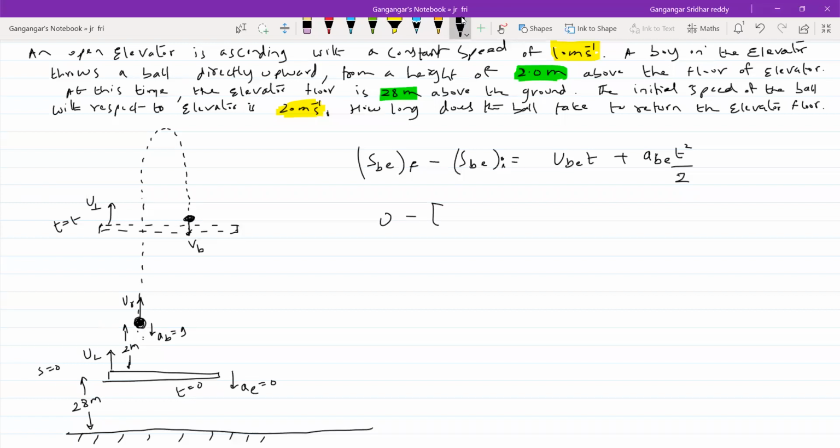Is that okay? So position of the ball with respect to the elevator will be 0, no? Position of elevator, that will be 0. Velocity of ball. Sir, SB initial is 2, sir. Velocity of ball, we don't know how to get the velocity of ball. So here, what is the formula? Oh, yes, I'll come back.